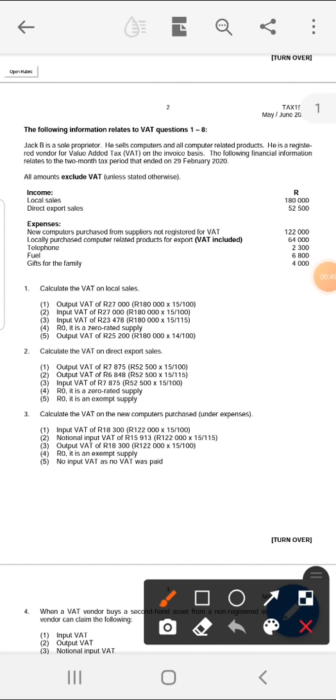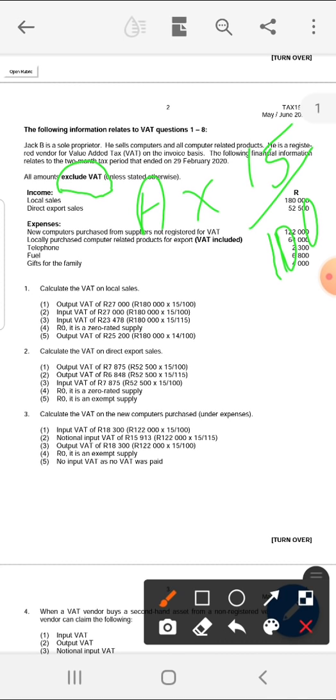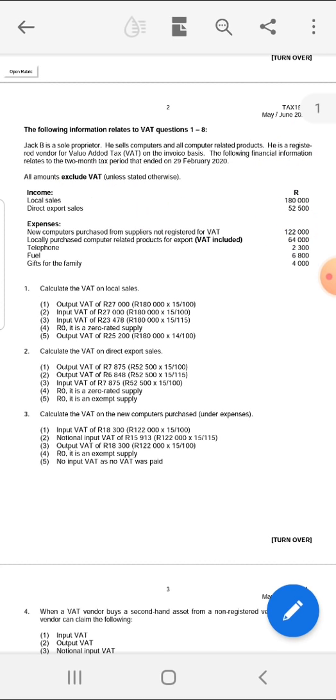So guys, when you are reading for your exam, whenever you see where they tell you that the amount excludes VAT, you need to take that into account. Whenever they say this amount excludes VAT, the fraction that you use when you're calculating VAT is the amount that you are given multiplied by 15 over 100, meaning 15%, because all the amounts exclude VAT unless stated otherwise.